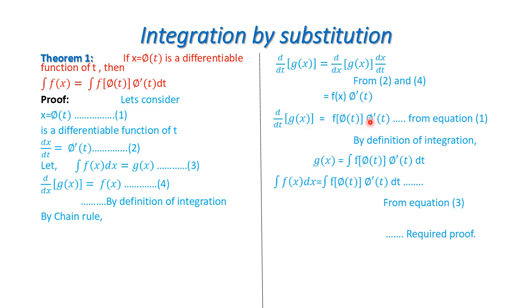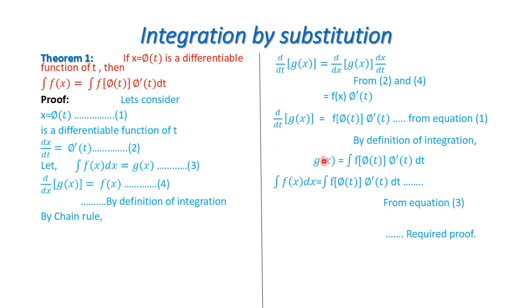So therefore, d by dt of g of x is equal to f of phi of t into phi dash of t. Okay. And now, this equation can be reduced to integral form by taking integration. So if we integrate both the sides with respect to t, why is it so? Because here we have differentiated with respect to t, that's why we have to integrate also with respect to t.